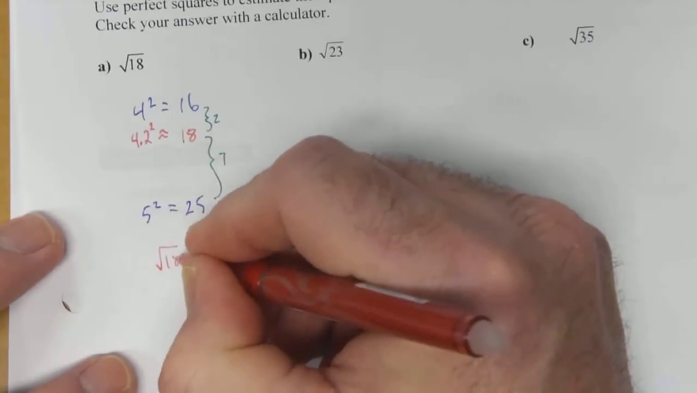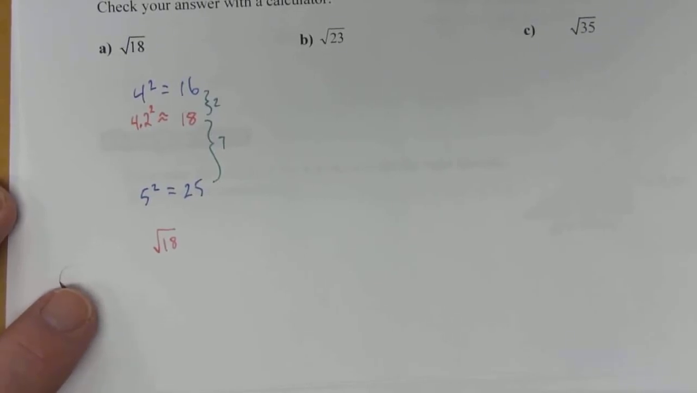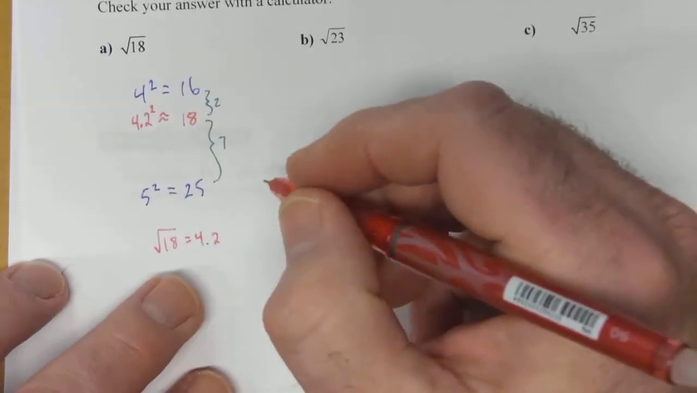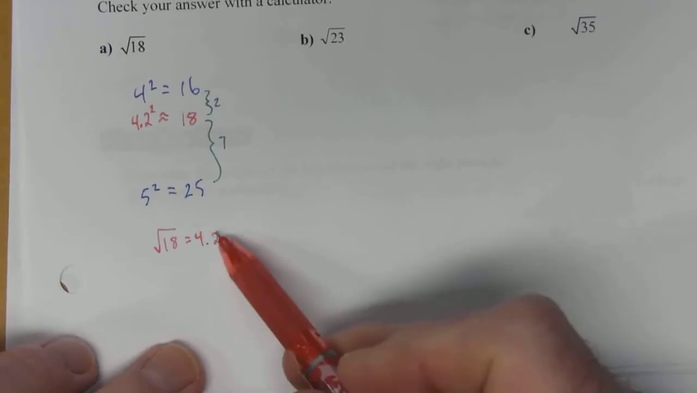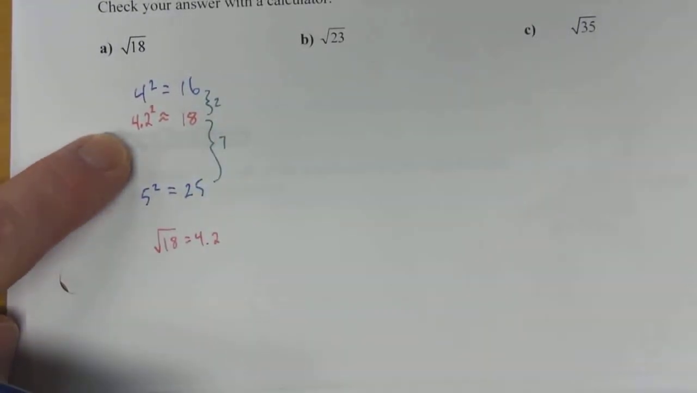The actual square root of 18 we can do on our calculator. And when you do that, the actual answer is, in fact, 4.264, etc. It goes on for quite a while, but to 1 decimal place it's 4.2, which is exactly what we had estimated. So that was a good estimate.